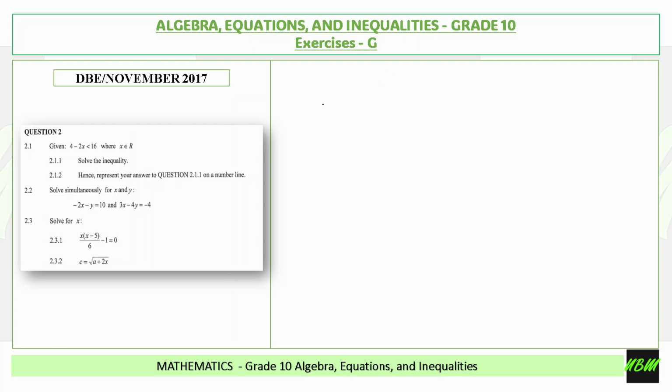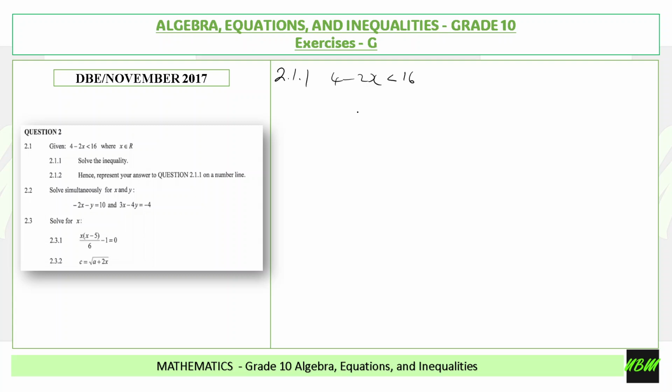Now, on question 2 of November 2017, let's start with question 2.1. 2.1.1. We have to solve the inequality. We are having 4 minus 2x is less than 16.